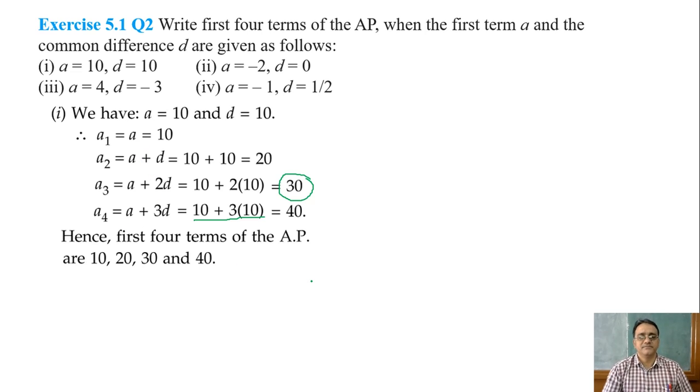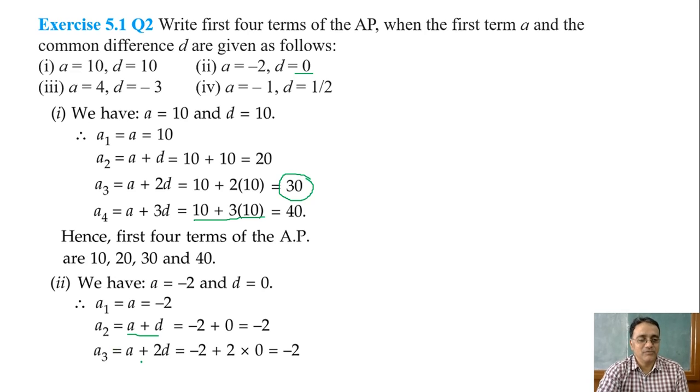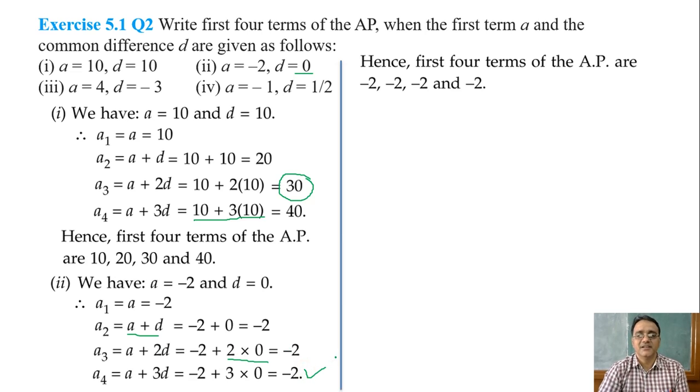Now second bit, a is equals to minus 2 and d is equals to 0. If d is equals to 0, that means all the terms are same. But we have to show here. First term, minus 2. Second term, a plus d. So minus 2 plus 0 is minus 2. Third term, a plus 2d, that is minus 2 plus 2 into 0, that is 0, minus 2. And fourth term is also minus 2. Hence, the first 4 terms of the AP are minus 2, minus 2, minus 2, minus 2.